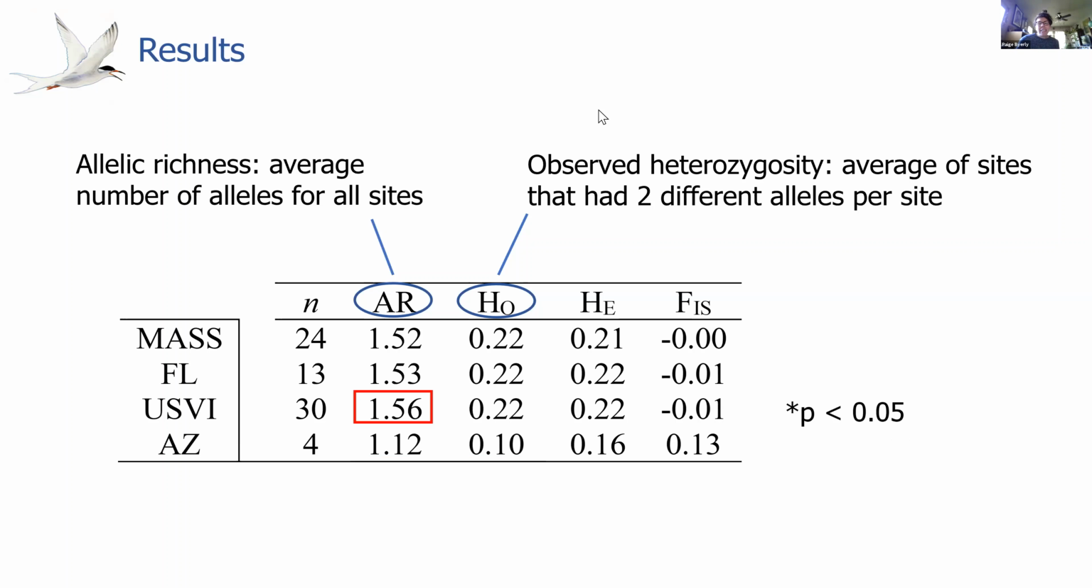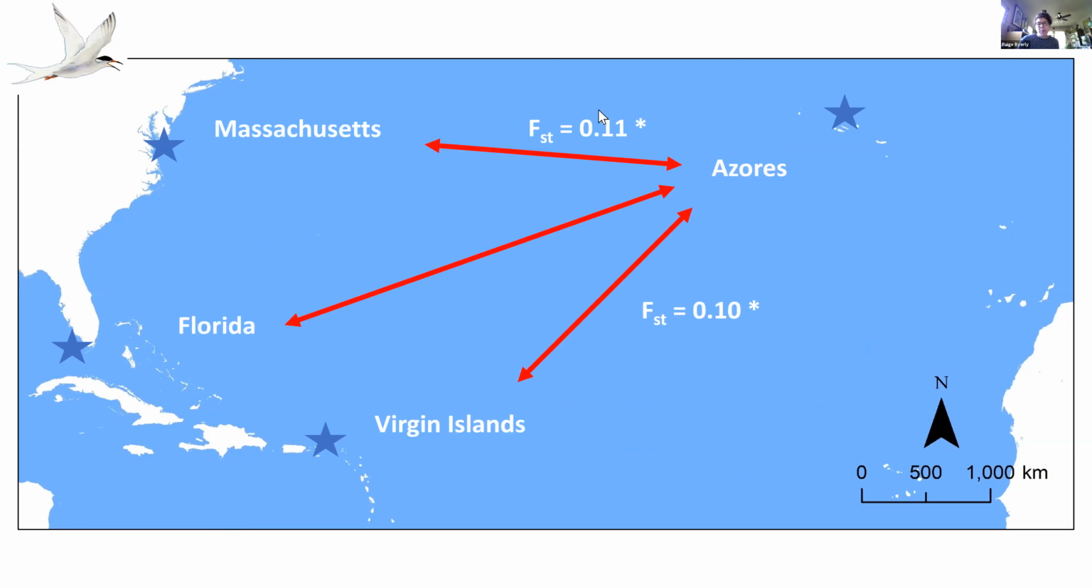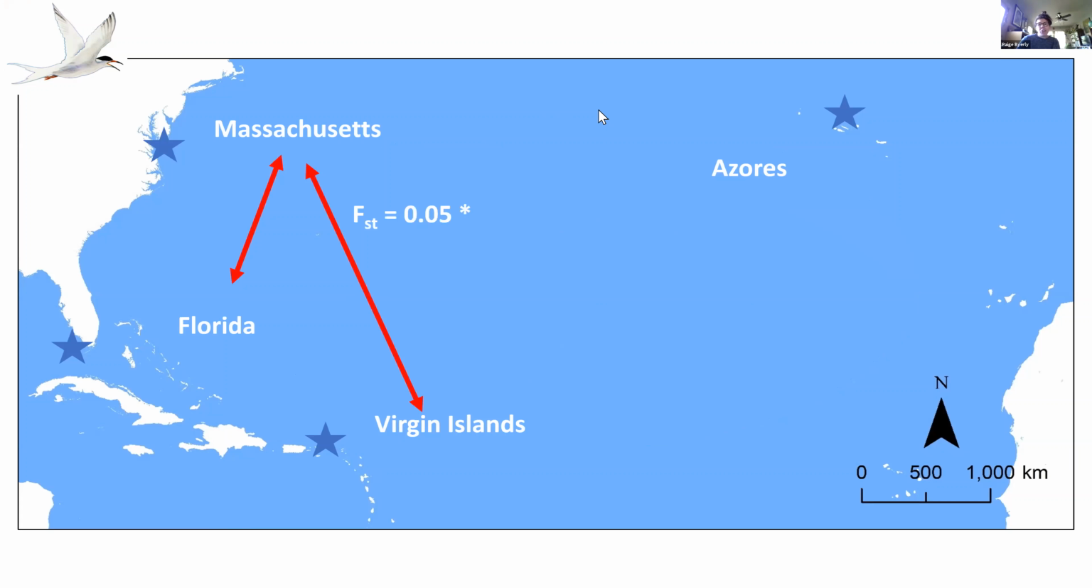Then we looked at FST, which is a measure of pairwise differentiation between populations on a scale of 0 being no differentiation, 1 being total differentiation. But with birds, we might think that an FST of 0.05 is relatively high. Looking first at the Azores as related to the other populations, we see significantly high FST, indicative of genetic structuring. So this indicates that there are barriers to dispersal from the Azores to the other sampling locations. Looking then at Massachusetts, we see lower FST, but it's still significant. So significantly different from 0, again, suggesting that there is some barrier to dispersal from Massachusetts to the Caribbean.